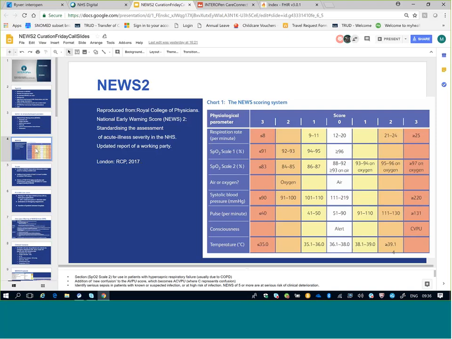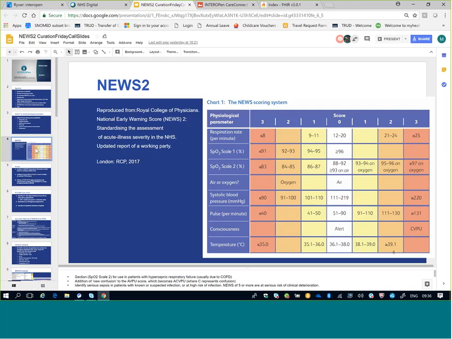And the other change from NEWS is they have added new confusion. If you look at the consciousness, there is alert, which is a 0, and then you get CVPU, the C, which stands for new confusion. The standard scale before that was AVPU, which included the patient being alert or responding to voice or pain, or unresponsive, and you get a score of 3 for new confusion.